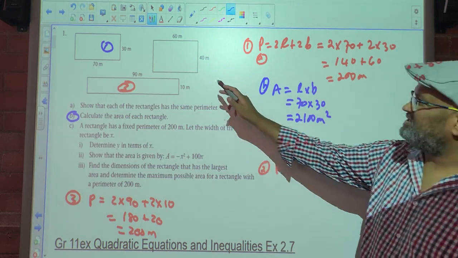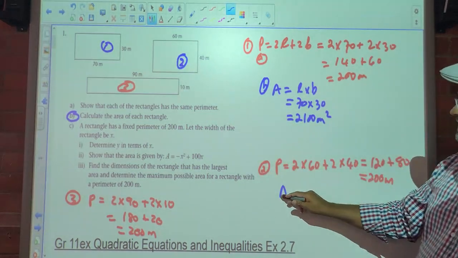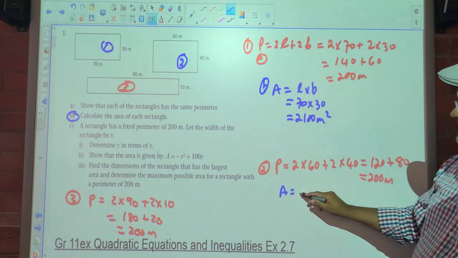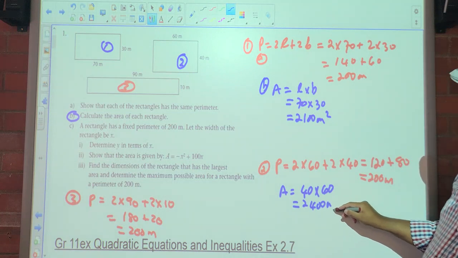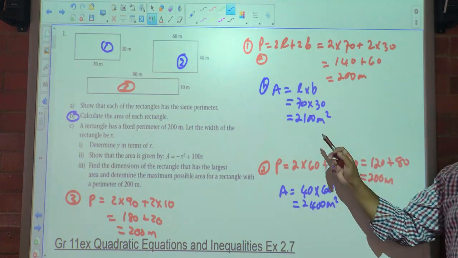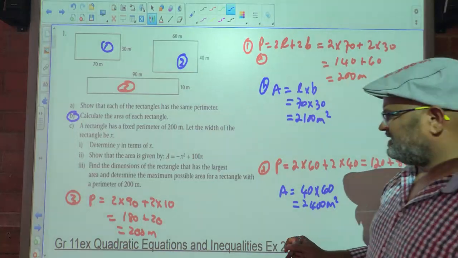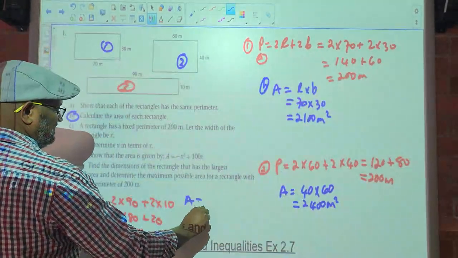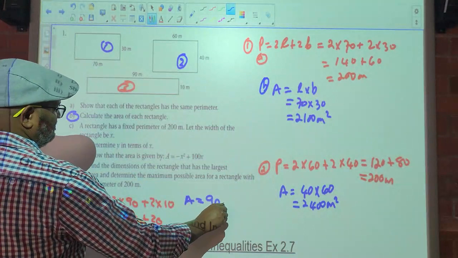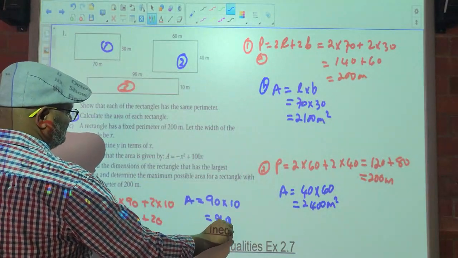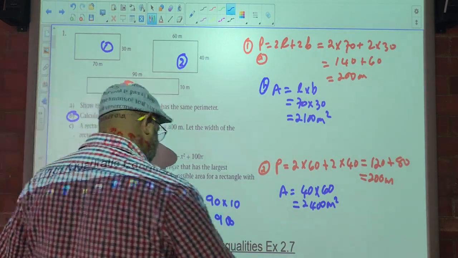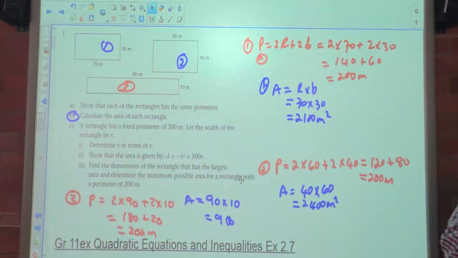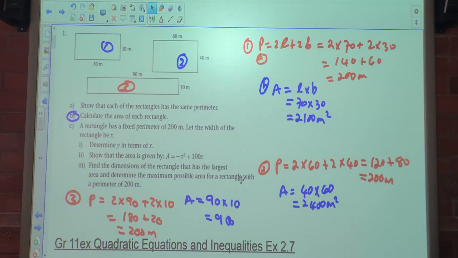So if you look at the second one, the area is going to be length times breadth, which is 40 times 60, 2400. What do you notice? Although the perimeter was the same, the area differs. You see that? And the same story here. The area is going to be length times breadth, which is 90 multiplied by 10, which is 900. So not every rectangle that has the same perimeter has the same area. Okay? That makes sense, no?